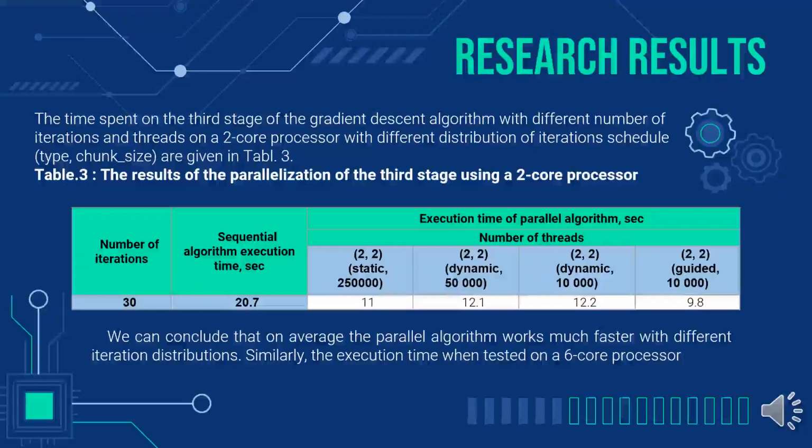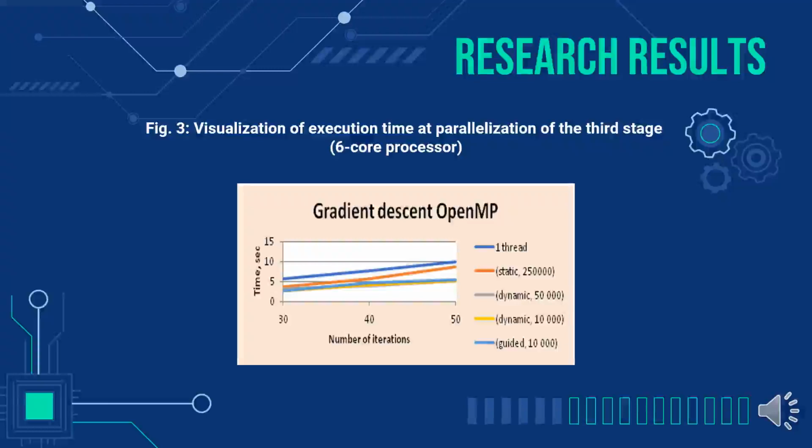Similarly, the execution time when tested on a 6-core processor. Figure 3. Visualization of execution time at parallelization of the third stage, 6-core processor.